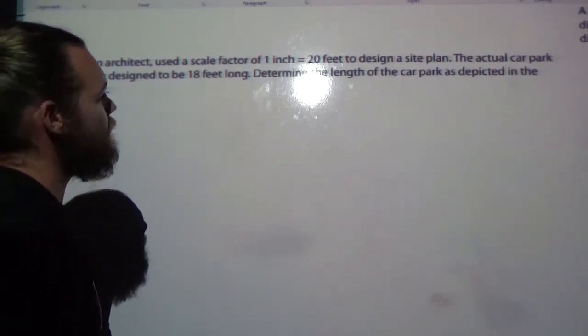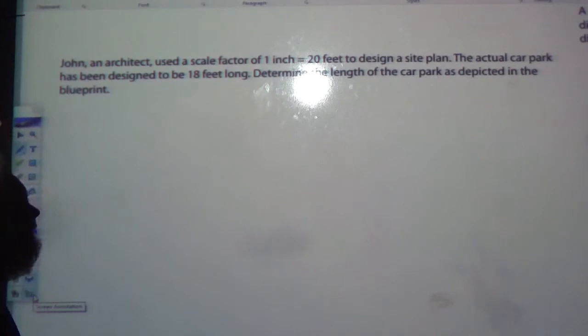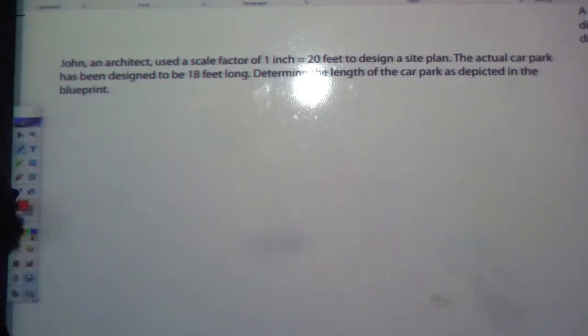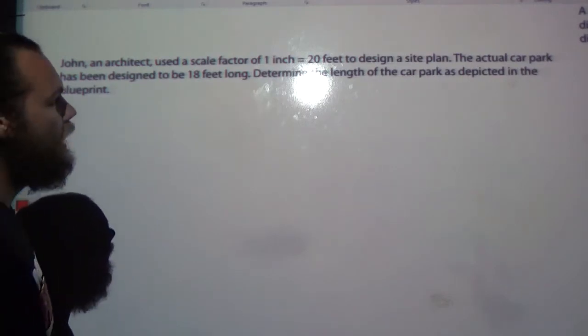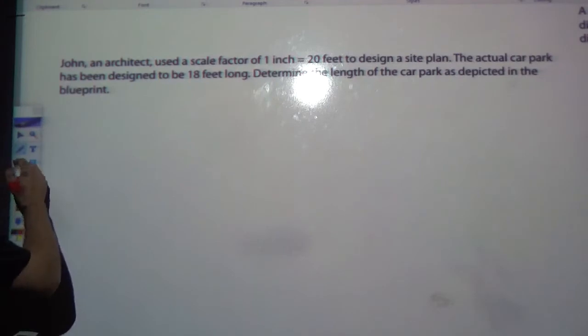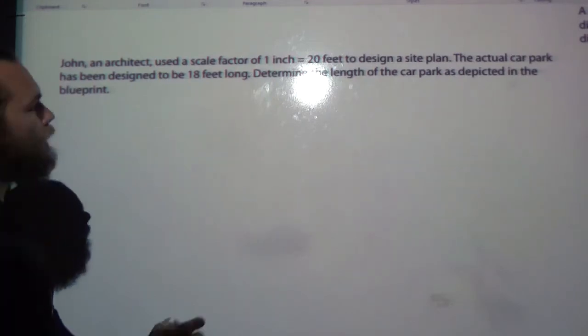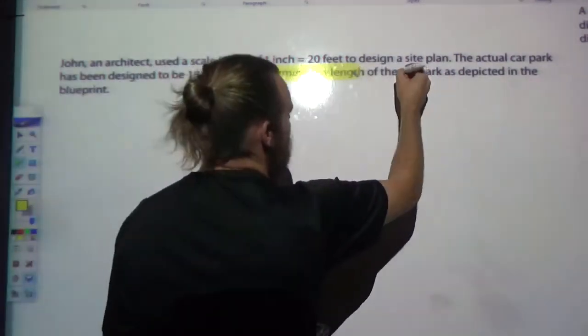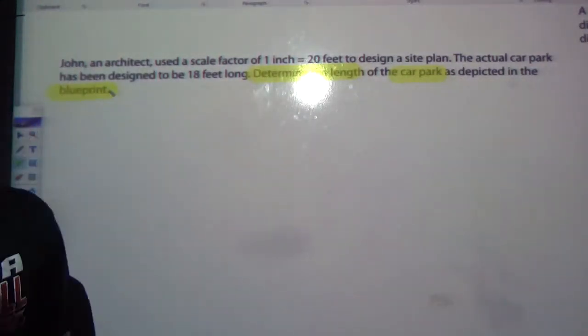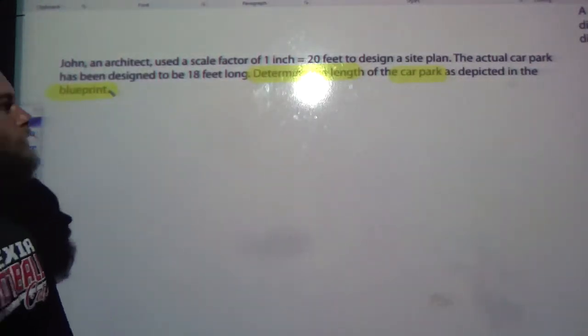All right, next question. John, an architect, used a scale factor of 1 inch is equal to 20 feet to design a site plan. The actual car park has been designed to be 18 feet long. Determine the length of the car park as depicted in the blueprint. So they want you to find the length of the car park that's in the blueprint.